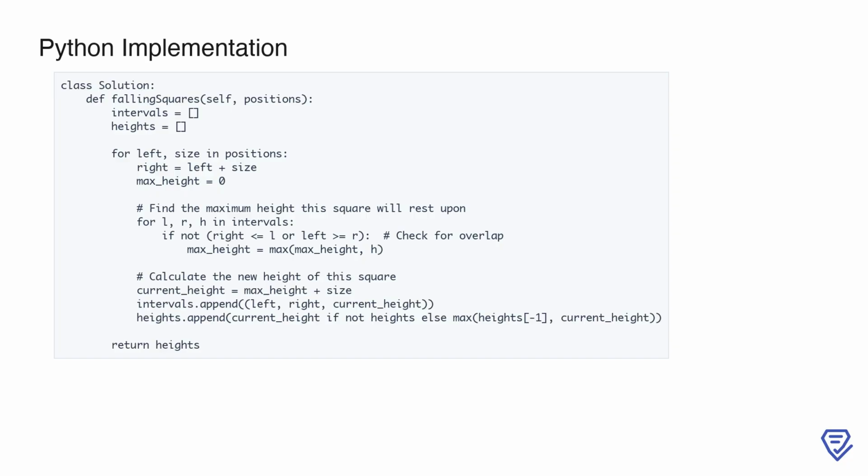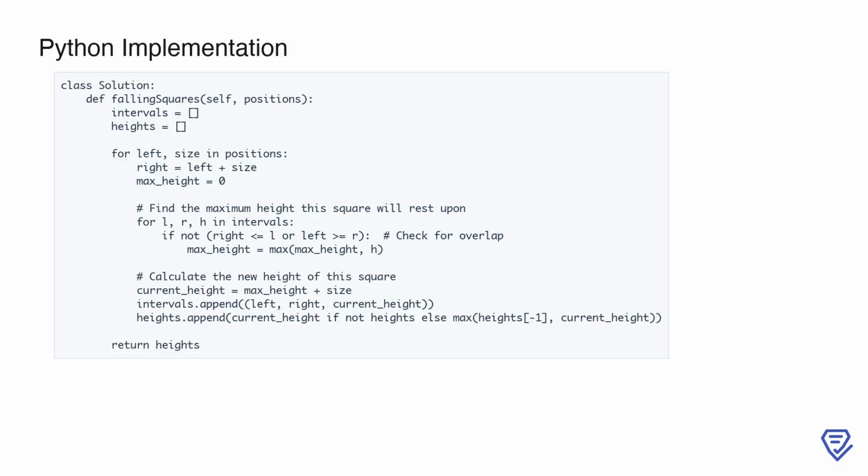2. Iterating through positions. For each square defined by its left position and size, we calculate its right boundary as left plus size. The goal is to determine the height at which the square will be placed. 3. Finding maximum overlap height. We iterate through all previously placed intervals. If the current square overlaps with an existing interval, i.e., it does not fall entirely to the left or right, we update max_height to the highest point of overlap.